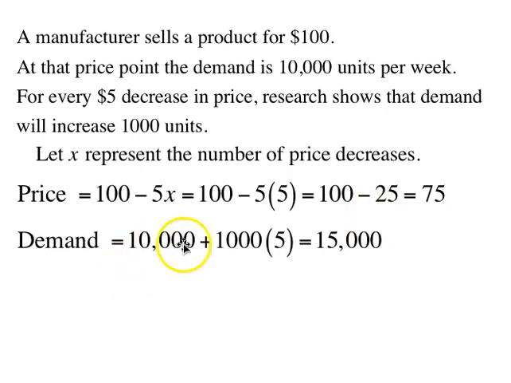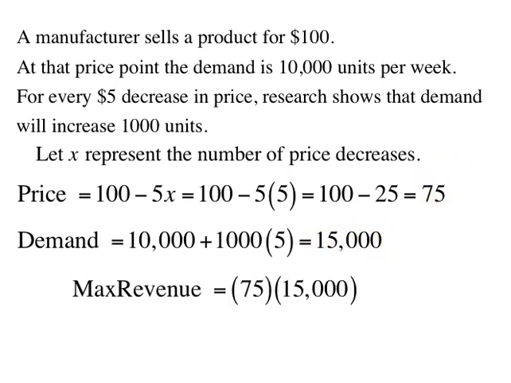Our demand function was 10,000 plus 1,000 times 5. So our demand grows to 15,000 at $75 per unit. So our maximum revenue will be the total number we sold times the price per unit. 15,000 times 75. Maximum revenue of $1,125,000 if we set a price point of $75 to get a demand of 15,000.